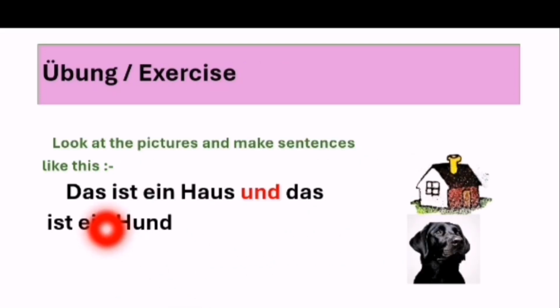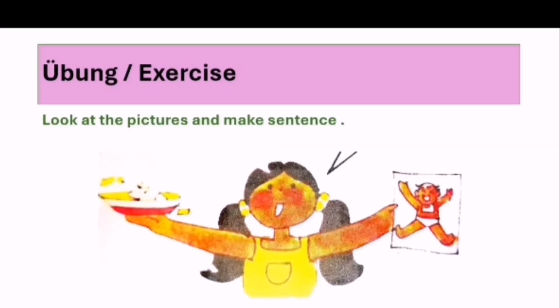Now look at this Übung, exercise. Look at the pictures and make sentences like this. Okay, look at this picture. Das ist ein Haus und das ist ein Hund. This sentence I have made for you. So in the coming slides, you should make sentences and write in your notebook.